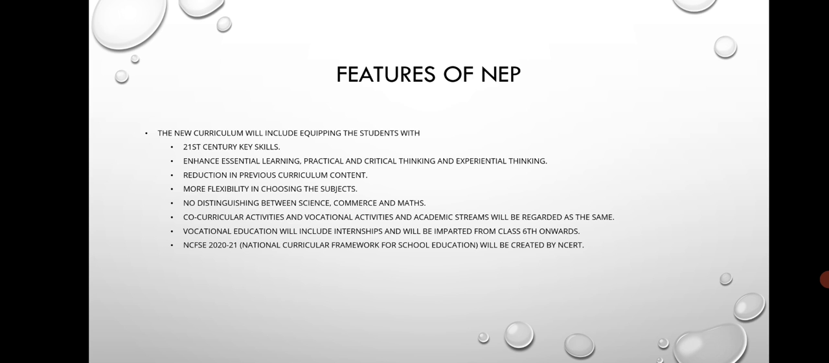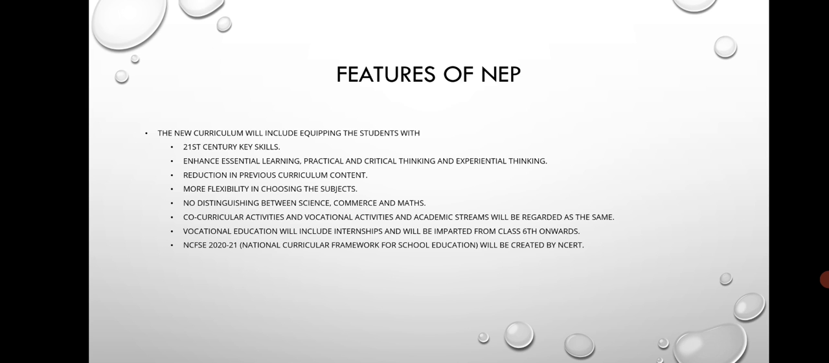And the main feature that has been introduced at the senior secondary level is that there is more flexibility in choosing the subjects. There is no distinction now between science, commerce and math streams. There is no particular stream. Students can opt for their subjects according to their will. Co-curricular activities and vocational activities are now included. Vocational activities will include internships, and they will be imparted from class 6 onwards. That is a very appreciable step that has been introduced.